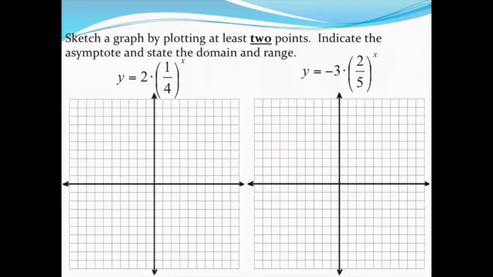So remember, I want to identify A and B first. I know both of these are decay graphs because the B value is a number less than 1 but bigger than 0. It doesn't matter what the A value is. The B value is going to determine whether we're growth or decay. Both of these are less than 1.